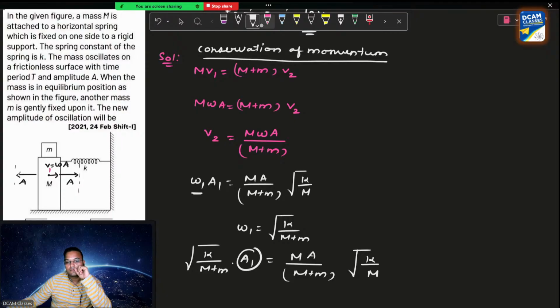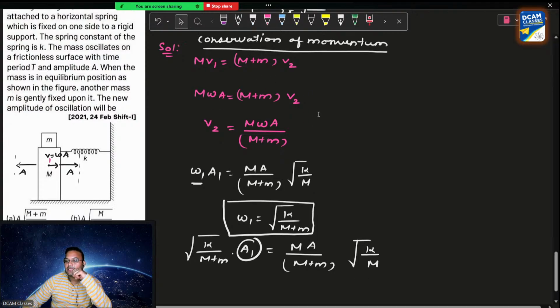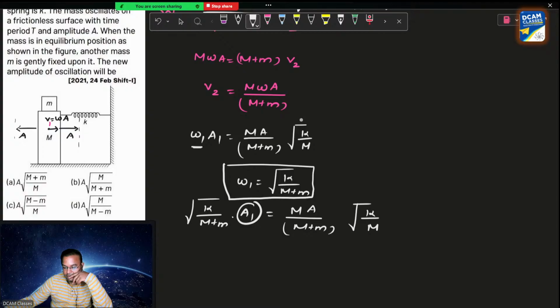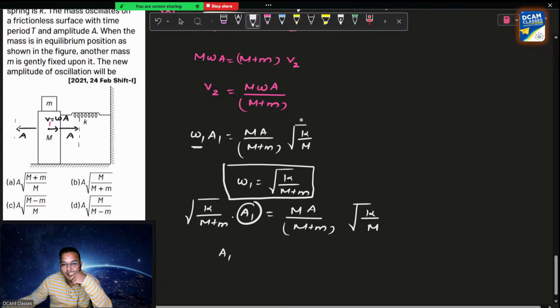Haripriya, Diva, understood? Kanishka? Yes. Yes, sir. This question is completely different. That's why I gave it to you. So now we will be able to solve it. The answer, I think, you will be getting is B. It should be B. A1 will be equal to A root over capital M by capital M plus small m.